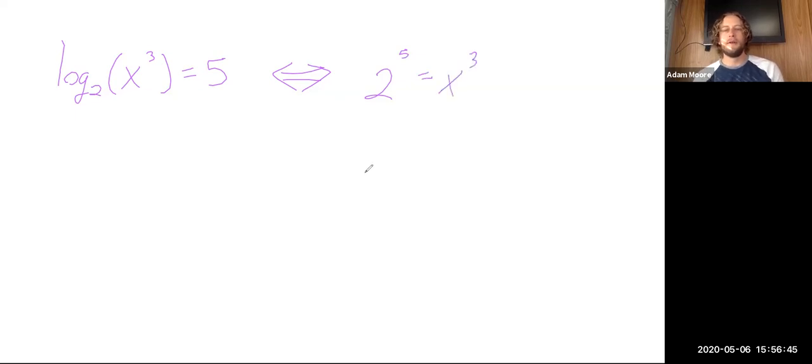And this is good. It's just that we're in a memory jog here where we're like, well, 2 to the 5th, I could figure that out. That's whatever. But I have to remember how to get the x by itself. How do I undo a 3 power? Anybody remember how to undo a 3 power?